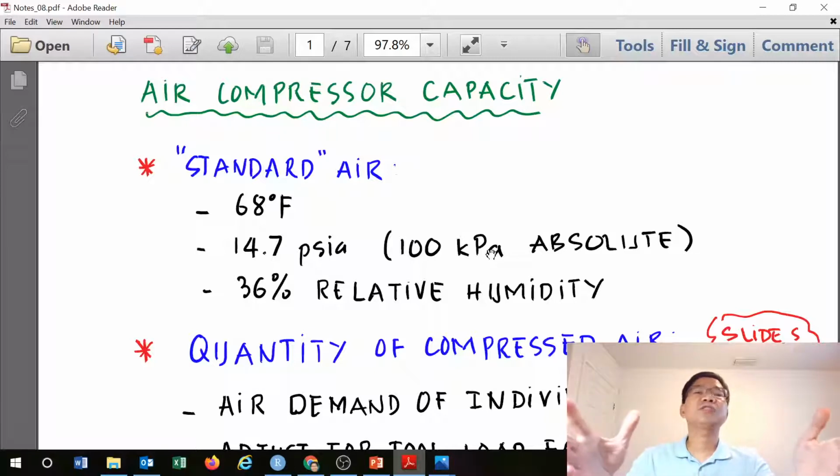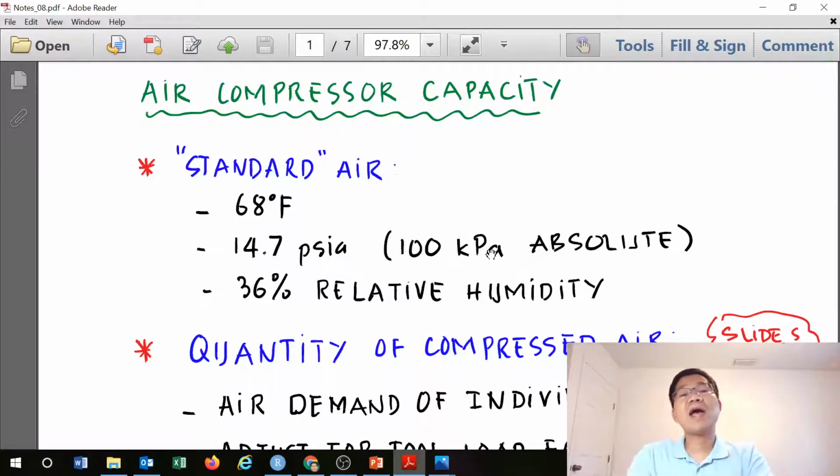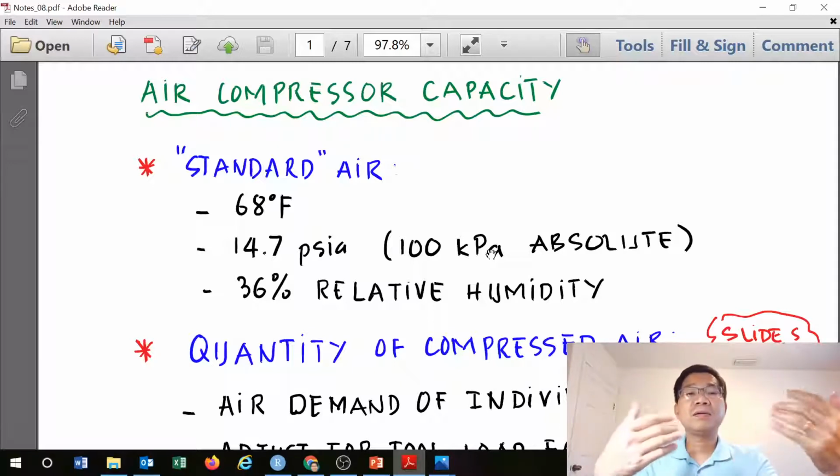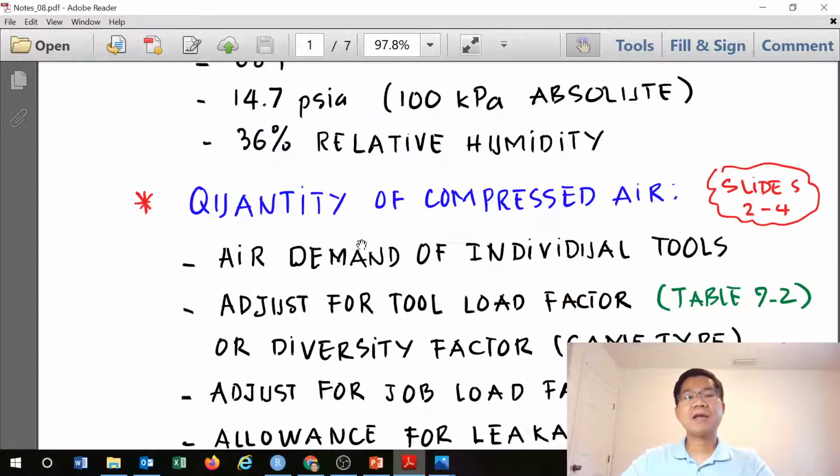In a real construction site, for example, imagine that it is in Florida, in late summer, it is not 68 degrees Fahrenheit. It can be 85, 90 degrees. Humidity is much higher than 36%, things like that. So it needs to be adjusted. So how do we do the adjustment? When we determine the quantity of compressed air, we go through the process listed here.